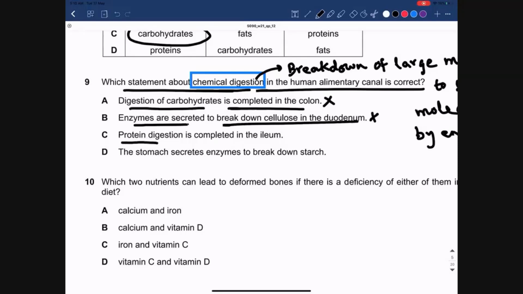Option C, protein digestion is completed in the ileum. This is true. Guys, all sorts of digestion are completed in the ileum, and absorption begins in the ileum.